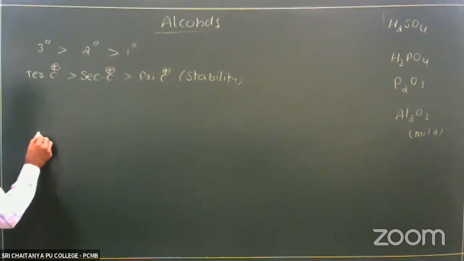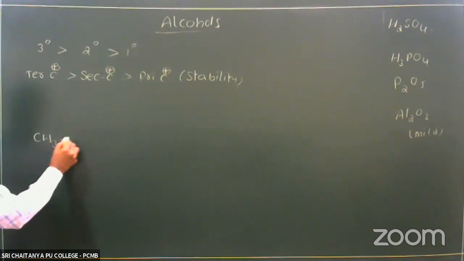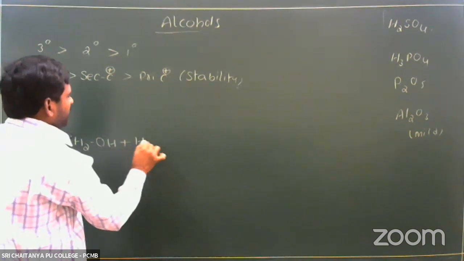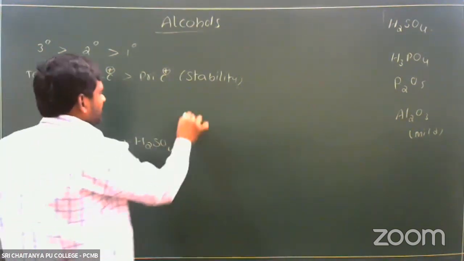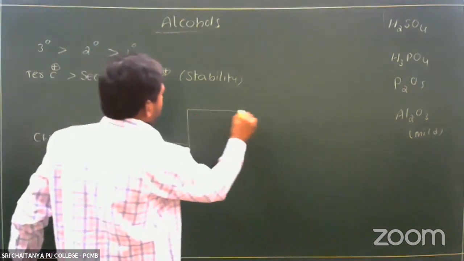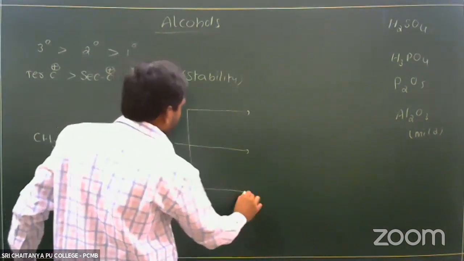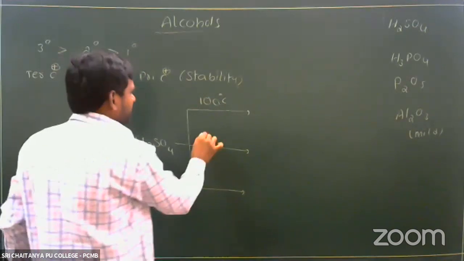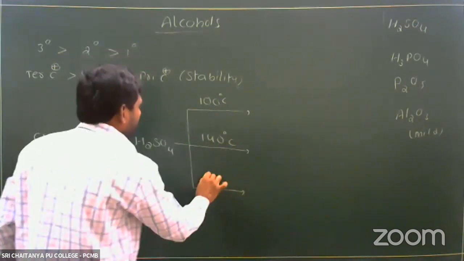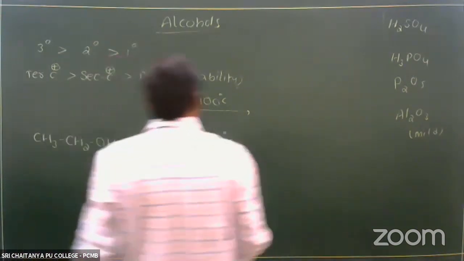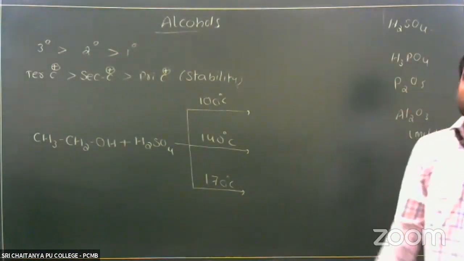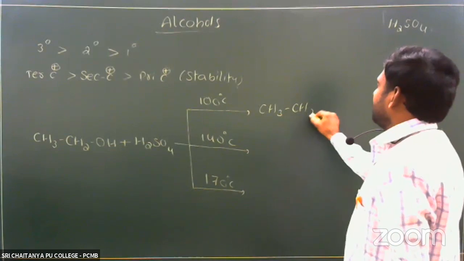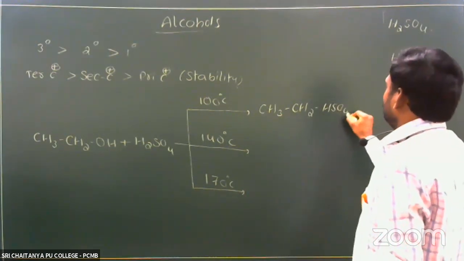Here, the product formed depends on temperature. Ethyl alcohol reacts with concentrated sulfuric acid on heating, and it forms different products depending on the temperature: at 100 degrees centigrade, at 140 degrees centigrade, and at 170 degrees centigrade. At 100 degrees centigrade, it forms ethyl hydrogen sulfate, CH3CH2HSO4.